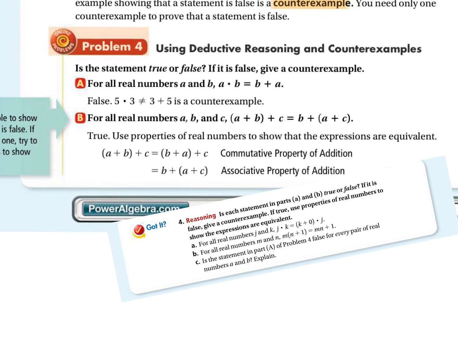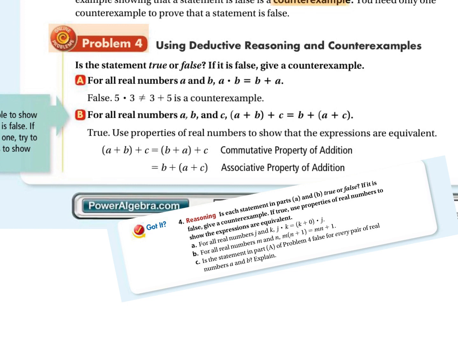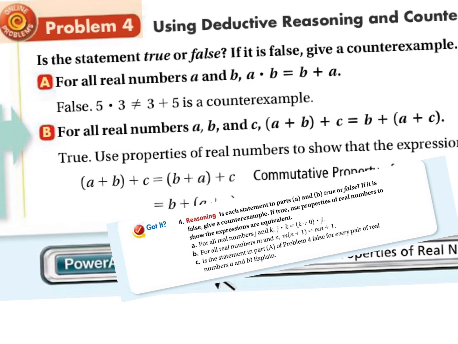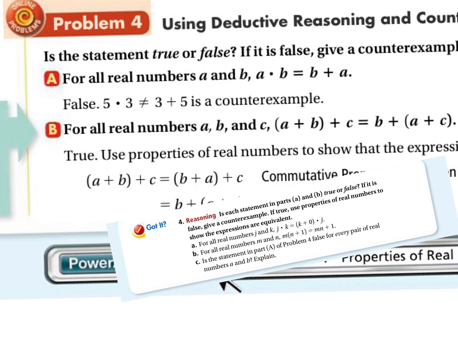So if you look at problem 4, they're asking if this is true or false. If it's false, give a counterexample. So part A, it says for all real numbers a and b, a times b equals b plus a. Well, if you multiply numbers and you add numbers, you're not always going to get the same thing. So that would be false. A counterexample they give, 5 times 3 is not equal to 3 plus 5. 5 times 3 is 15. 3 plus 5 is 8. So that does not obviously always work.